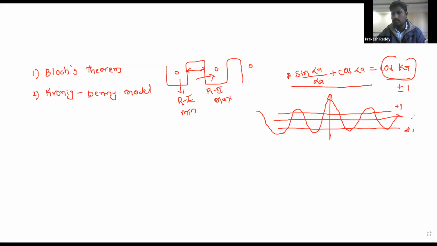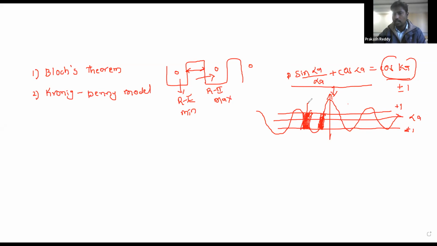This is -1. Alpha a we are taking on the x-axis. This total term we are taking on the y-axis. These are the allowed energy bands, separated by the forbidden energy region. So energy is distributed from this point to this point only. Like this, allowed energy bands, or electrons, are distributed up to this region.